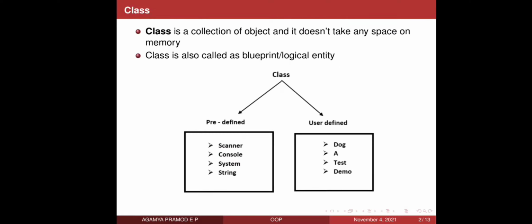So, a class is a collection of objects and it does not take any space in memory. The class is also called a blueprint or logical entity. There are two types of class: predefined class and user defined class. The predefined class is a class defined in the Java library, that is Scanner, Console, System, String. These are the classes already defined in the Java library. And the user defined class means that it is created by the Java programmer, that is Doc, A, Test, Demo. These are the classes created by the Java programmer.